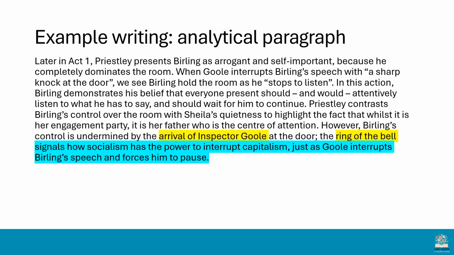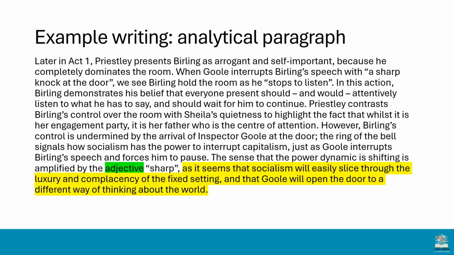Right, let's read the sentence. However, Birling's control is undermined by the arrival of Inspector Gould at the door. The ring of the bell signals how socialism has the power to interrupt capitalism, just as Gould interrupts Birling's speech and forces him to pause. Again, we could end the paragraph there, but of course we're not. We're going to continue and build on this a little bit. So I don't know why I've changed the colours here, but anyway, I've got the method in green and the explanation in yellow. So the sense that the power dynamic is shifting is amplified by the adjective sharp.